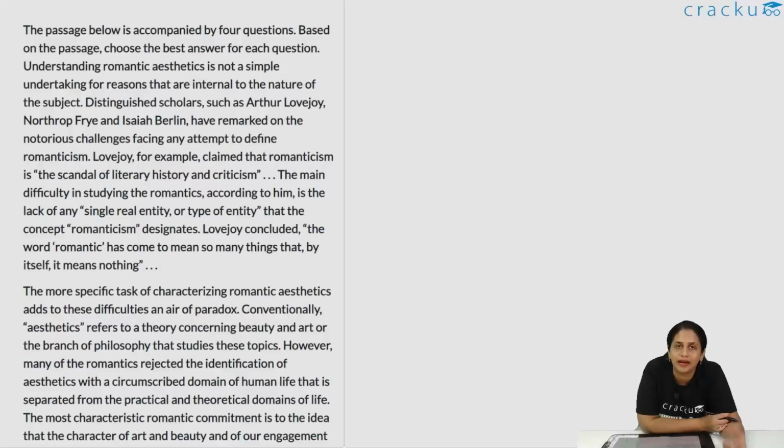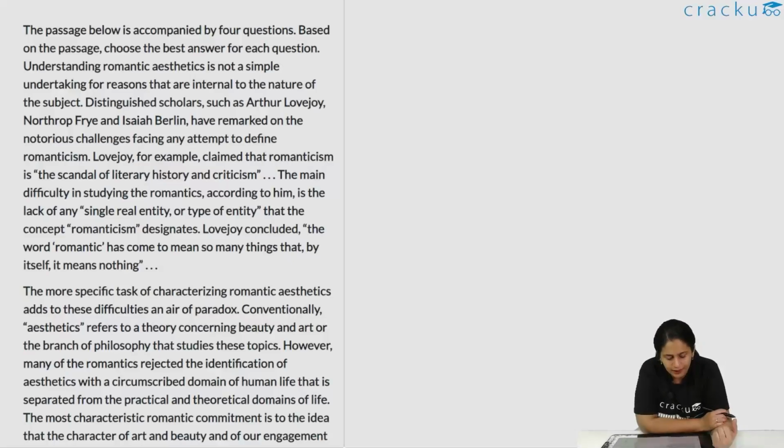So what is the main difficulty in studying romantic aesthetics? It is difficult to define what is romanticism. There is no one single concept or idea that can be associated with romanticism. Romanticism is a very vague idea. There is nothing that it concretely corresponds to. So if there is no idea that it actually denotes or strongly corresponds to, how do you even define it? If you can't define it, how do you study it?